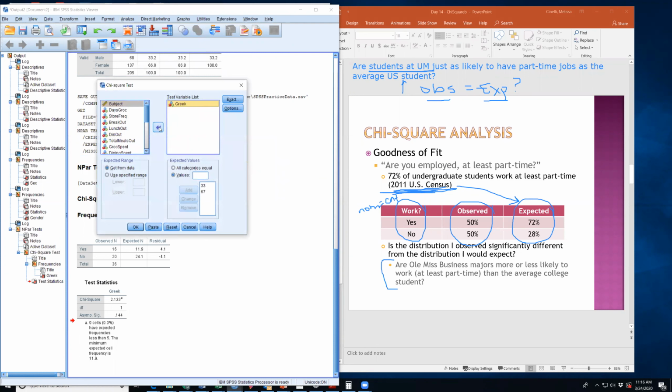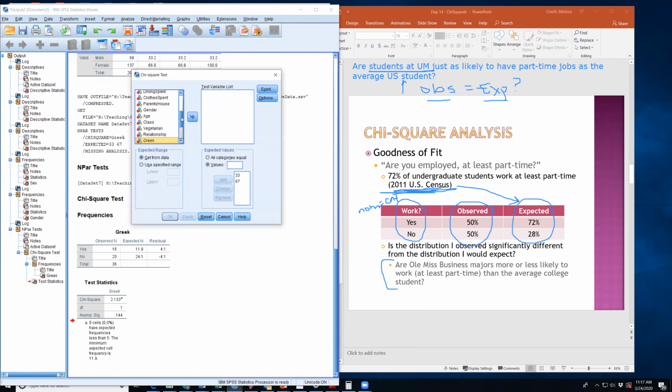All right, we are no longer interested in whether or not students are in the Greek system. Now we are interested in whether or not they work. So we're going to put the work variable over here. Work is coded 1 equals yes, 2 equals no. So we're going to enter 72%, what we expect to say yes if Ole Miss students were like the general population, and 28% to say no. All right, and we just click OK.